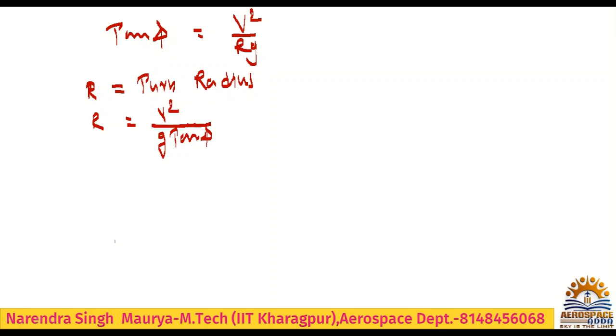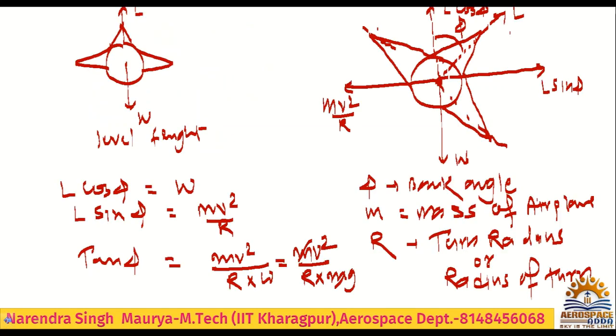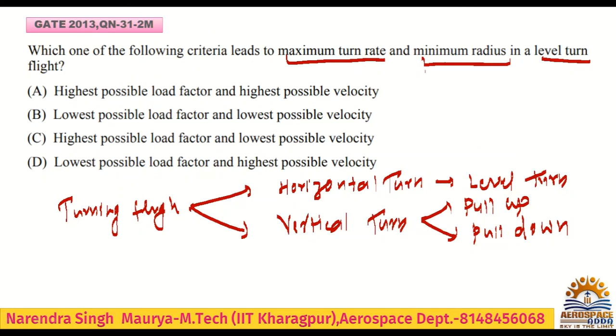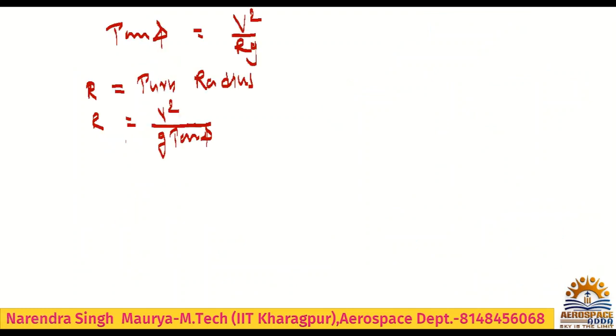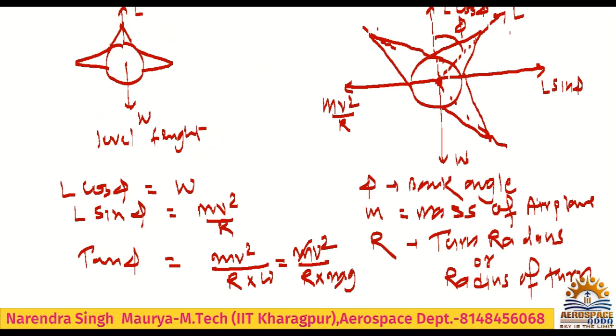Now check the question up to here, because they had asked related to turn radius and turn rate. Based on the given options we have to convert that turn radius and turn rate. The highest possible load factor and possible velocity. We have the velocity component in turn radius, but we don't have load factor. So what is the load factor? Let me write here.